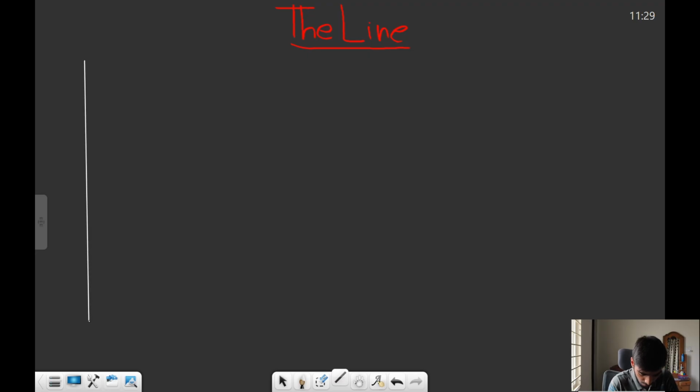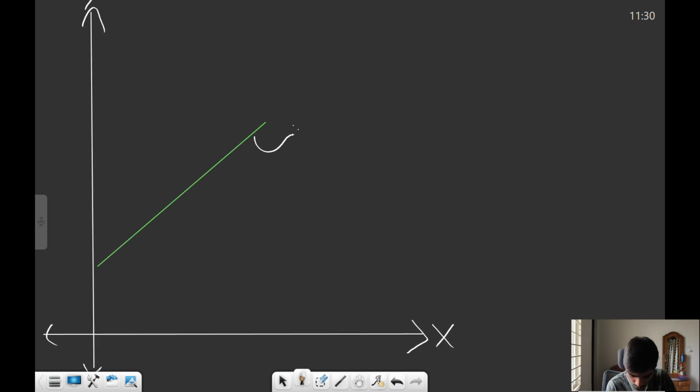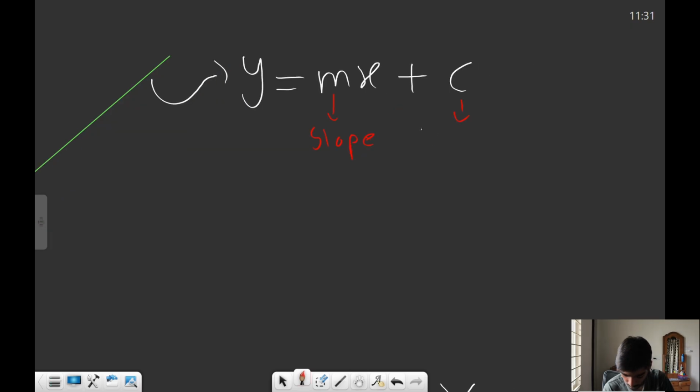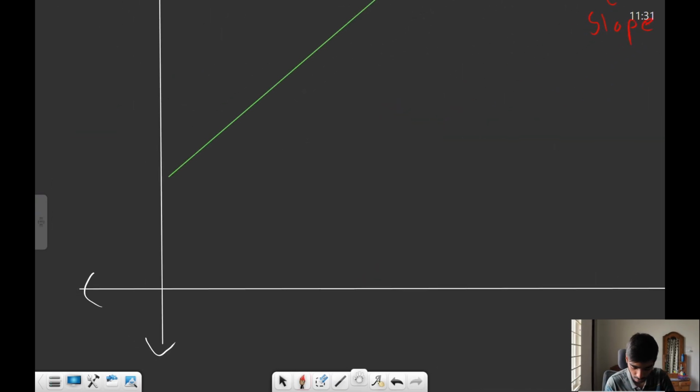Consider a 2D plane of axis x and y. Now consider a straight line in that plane. Let the equation of this line be y equal to mx plus c, a very well-known equation where m represents the slope of the line, which means the angle at which it is inclined to the axis, and c represents the y-intercept of the line. Intercept means the distance between the point of intersection of the line and the origin. This is known as the intercept.